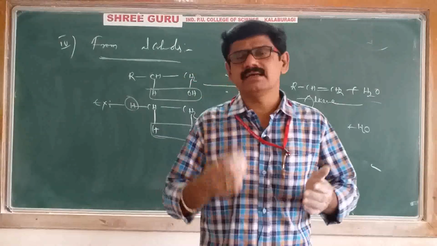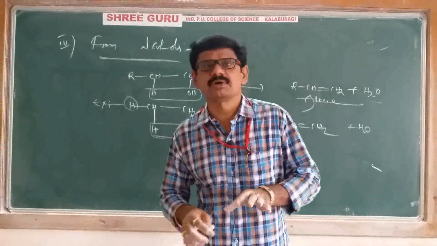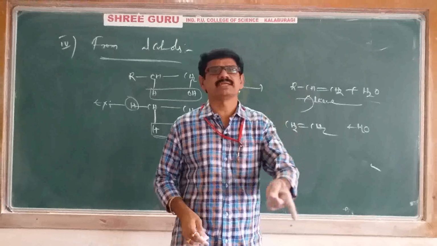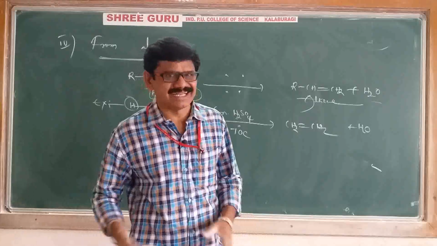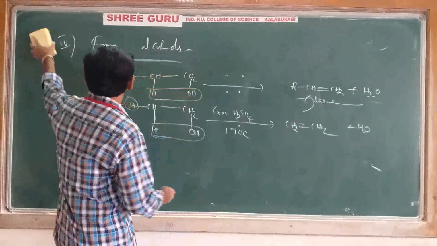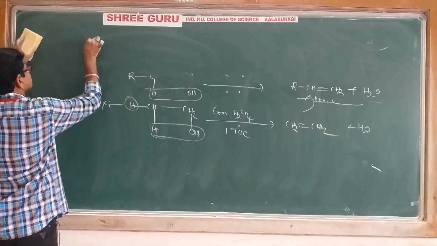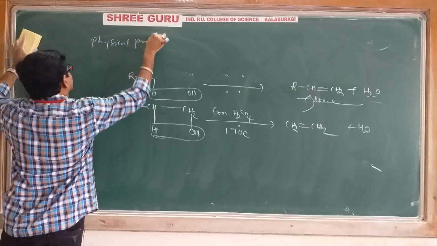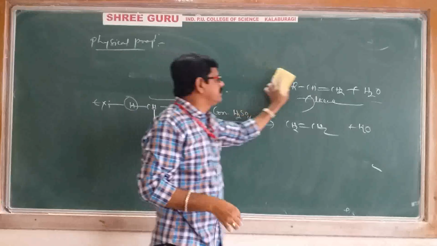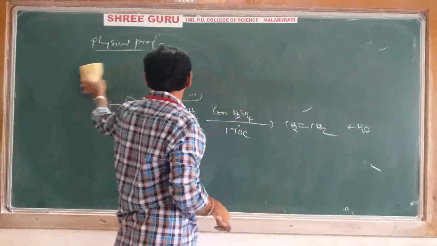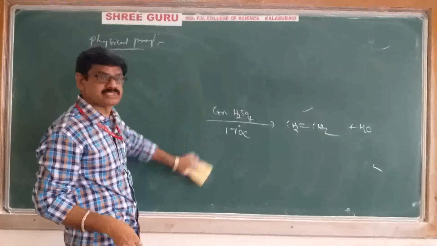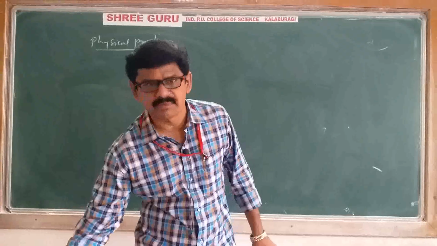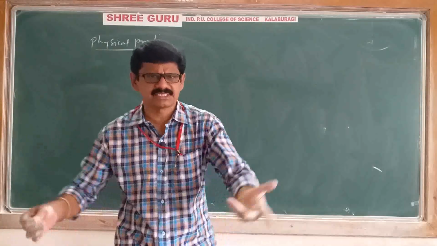Okay, then we have completed the preparations, and we'll enter into properties. In properties we'll have physical properties as well as chemical properties. First let's finish physical properties. Physical properties of alkenes. Your advantage is that the physical properties of alkenes are almost similar to alkanes, because alkane physical properties we have already learned. Here the physical properties are almost similar.